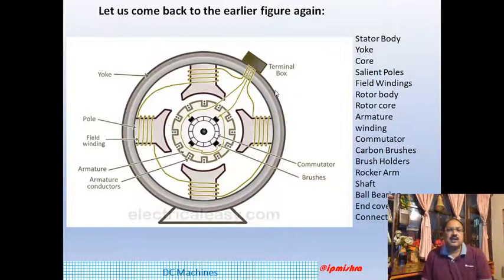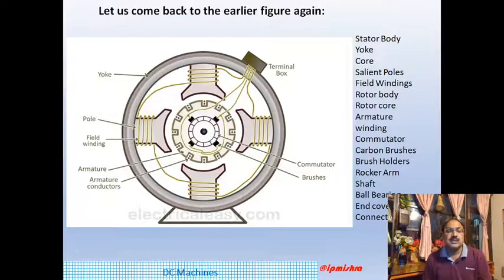Let us have quick idea about other parts of the DC machine. So we have come back on the earlier figure. On the right hand side, I have written all the parts of this DC machine. See, this is stator body to provide the strength and to house all these things in it. Yoke, this is the yoke. Sometimes in some DC machines, yoke and core are same. In some, core is different, yoke is different.